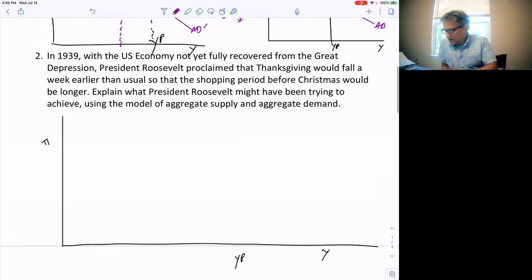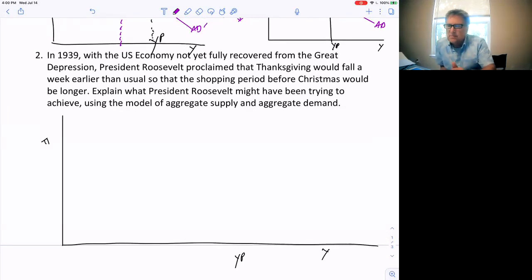So what was he trying to do? Maybe, although I doubt he was really trying to stimulate aggregate demand, because Keynes' book really hadn't been picked up and started to be used yet. But it might have been a good way to increase aggregate demand for Christmas.